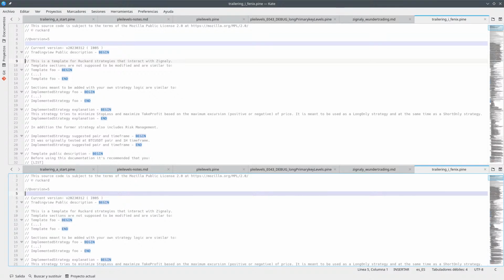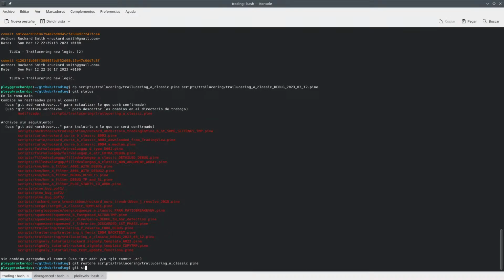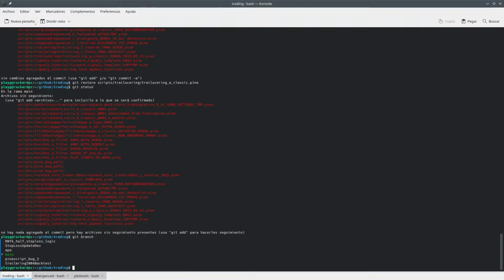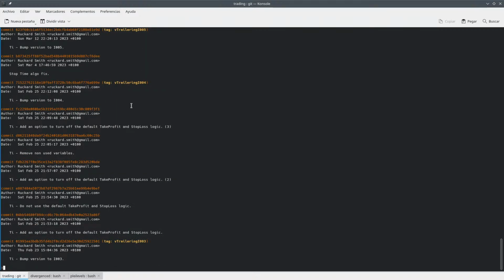First of all, let's check which is the latest one for this strategy. Let's check if we are in the main branch, which doesn't have the backtest, which we did here. Then if we take a look at this strategy, which should be scripts trailering I phoenix.pine, we can see how we fixed the stop time so that it was a bit better, and we have this I5.